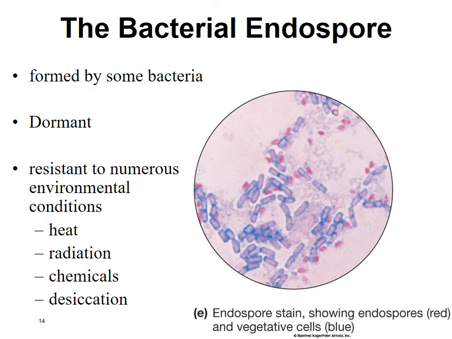A number of bacteria can form a special resistant dormant structure called an endospore. Endospores develop within vegetative bacterial cells of several genera, including Bacillus and Clostridium. These structures are extraordinarily resistant to environmental stresses such as heat, radiation, chemicals, and desiccation.